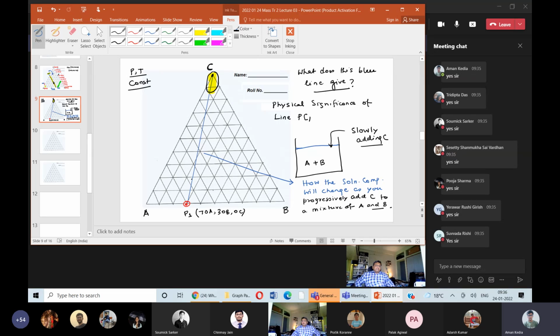Is the question clear to the class? Varun, is the question clear to the class? Is the question clear to you? Shankar, is the question clear to you? Adrija, is the question clear to you? Pooja, is the question clear to you?